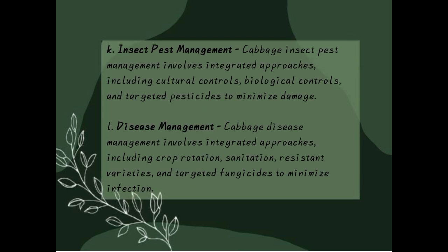Next is the insect pest management. Cabbage insect pest management involves integrated approaches, including cultural controls, biological controls, and targeted pesticides to minimize damage. Next is the disease management. Cabbage disease management involves integrated approaches, including crop rotation, sanitation, resistant varieties, and targeted fungicides to minimize infection.